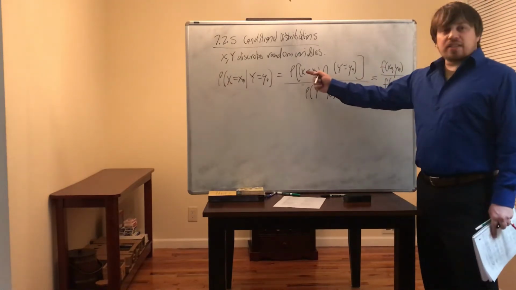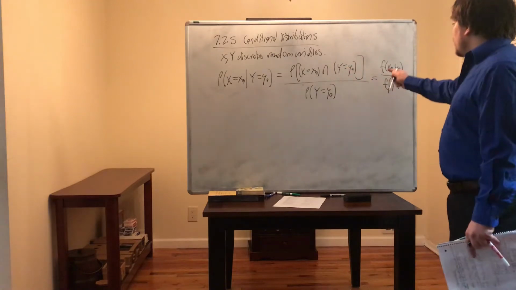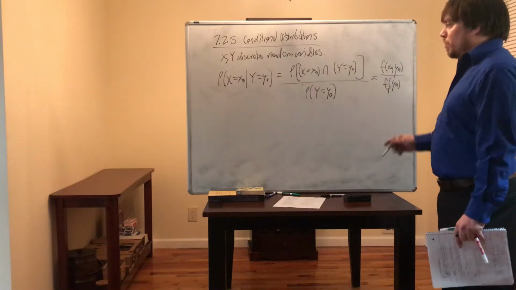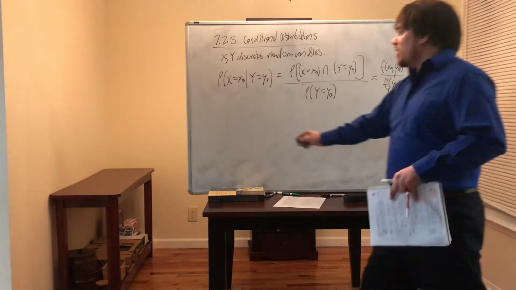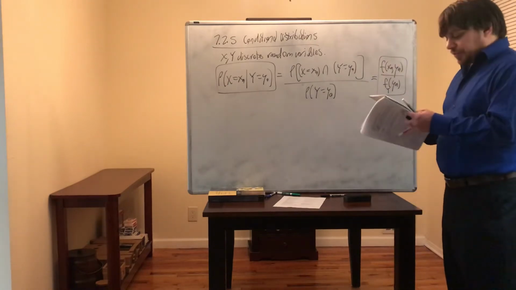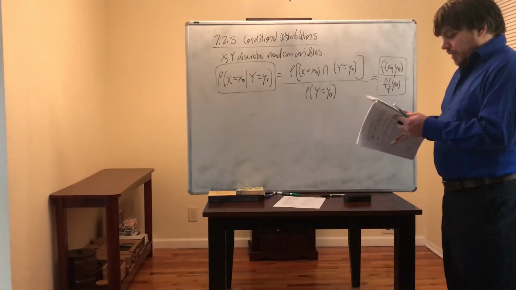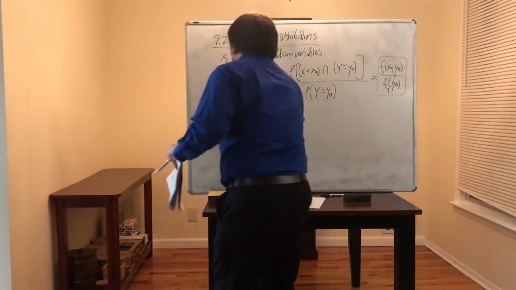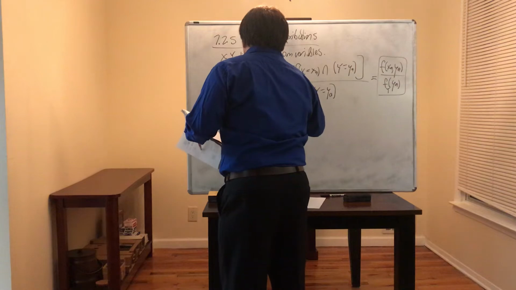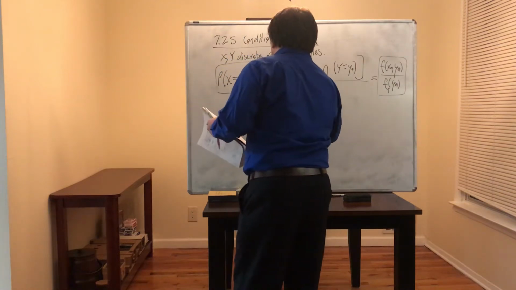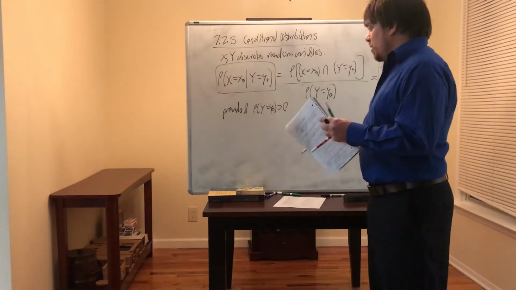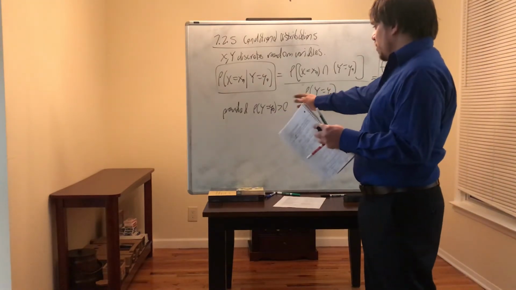The probability that x equals x naught and y equals y naught is f of x naught comma y naught, and the probability that y is equal to y naught is f sub y of y naught. So what I'm saying here is that this is equal to that. This is provided that the probability that y is equal to y naught is positive. So it can't be 0. You can't divide by 0 there.